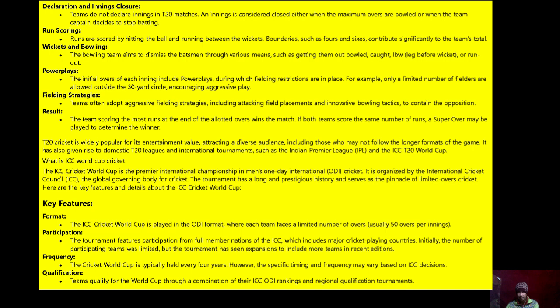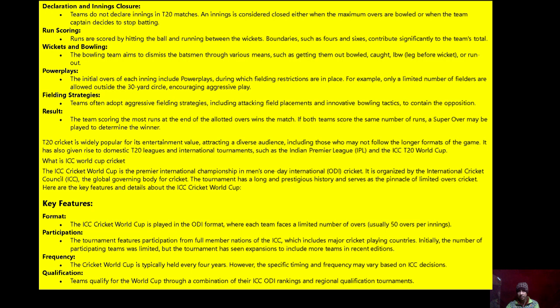Next point, entertainment. The IPL is not only about cricket but also features various entertainment elements including cheerleaders, music, and fan engagement activities. So, the next topic is success and popularity.